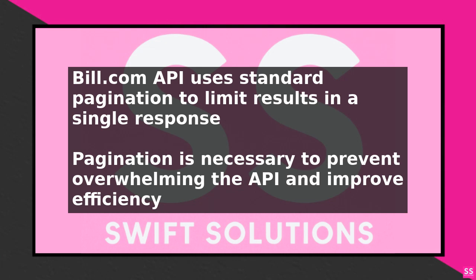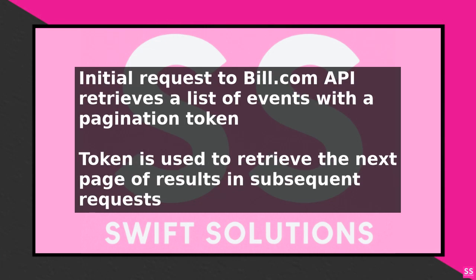First, you need to make an initial request to the Bill.com API to retrieve a list of events. The API response will contain a limited number of results, typically 100 or 200, and will also include a cursor or a pagination token. This token is used to retrieve the next page of results.